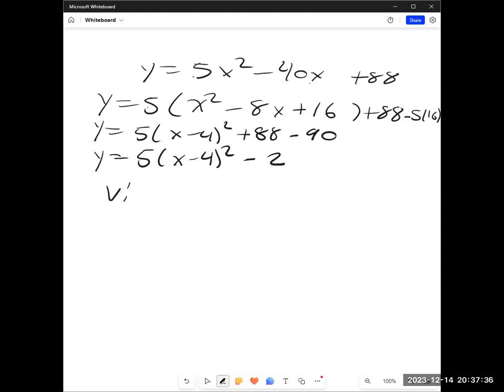And so my vertex is going to be, don't worry about this 5. It doesn't have anything to do with the vertex. It's going to be at (4, negative 2). The 5 has to do with how much the graph is stretched out, and whether the graph opens up or down.